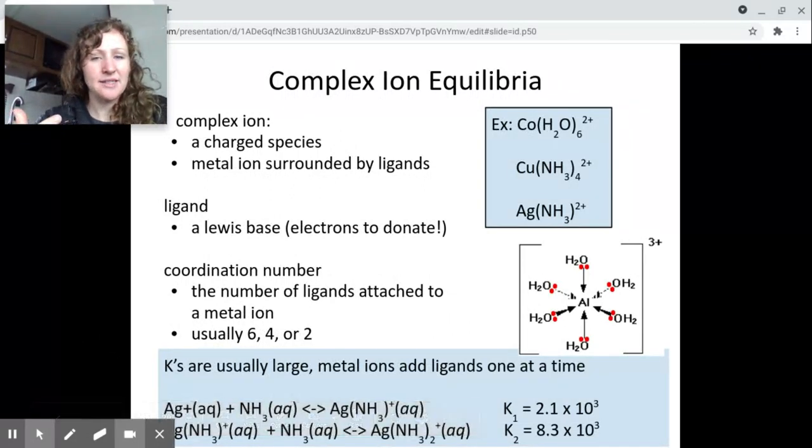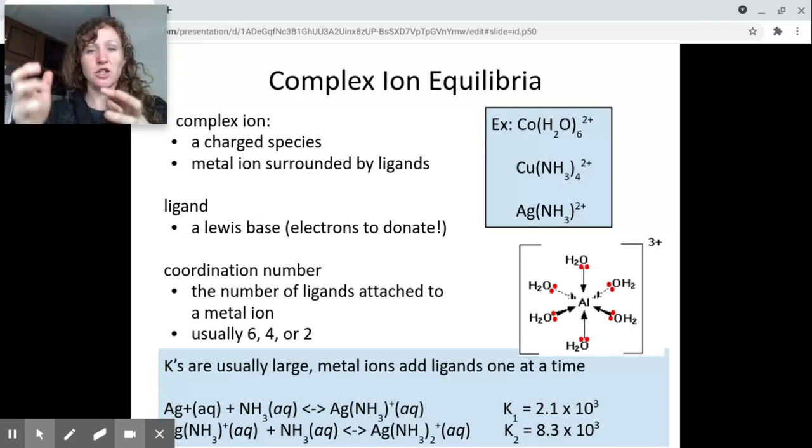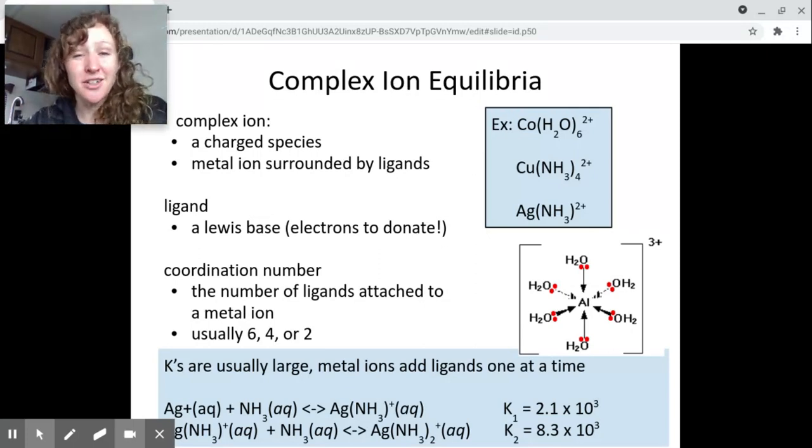Complex ions, there's a whole section in your book about complex ion equilibria, about dealing with these calculations. So you don't necessarily have to be able to do the calculations inside of complex ions. You really just need to deal with those two parts that we just went over. Day 1, which was dealing with stuff dissolving, day 2, which is dealing with that precipitation. But it is good to be aware of what a complex ion is.